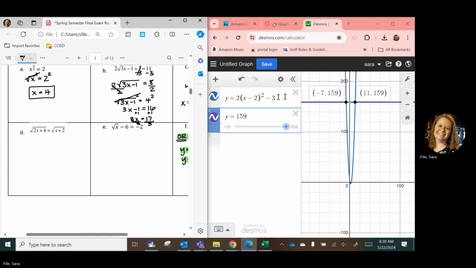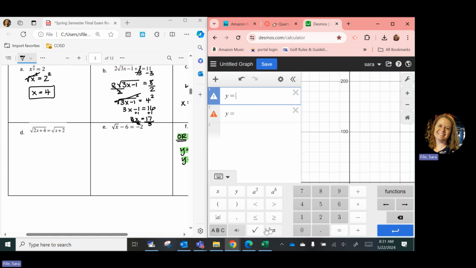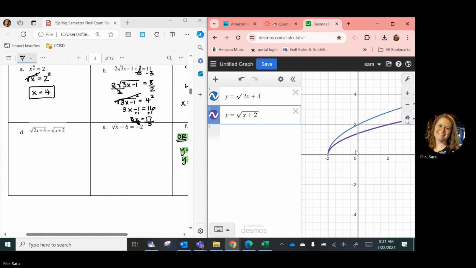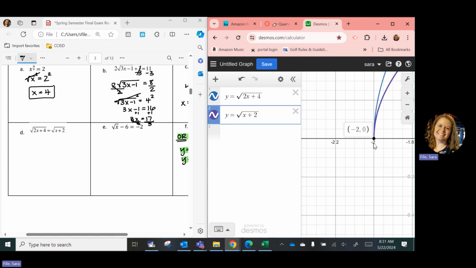Let's do that with D. The left side is the square root of 2x plus 4. And the right side is the square root of x plus 2. Because we're looking for where those are equal, we can graph them separately and see where they intersect. Where are these two equal to each other? It looks to be the starting point there, at -2.